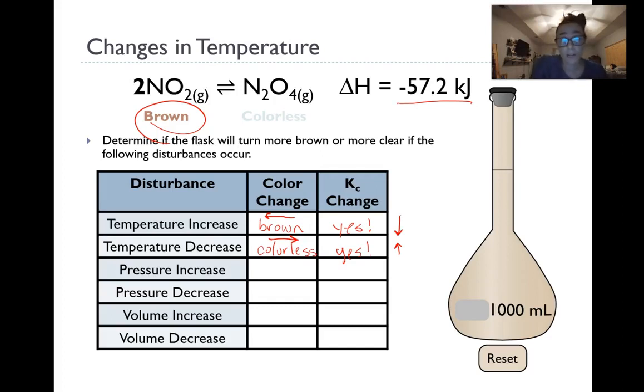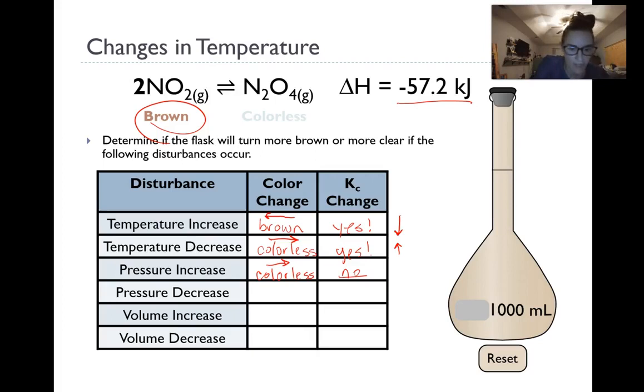So if we increase the pressure on this system, because it is a gaseous system, it's going to want to shift to the side with less pressure, less moles, which is the products. So it's going to turn colorless because it's going to shift to the right in order to reduce the pressure. Will the equilibrium constant change? No. Remember, pressure and concentration do not affect it at all because the ratio of reactants to products at equilibrium will still be the same.